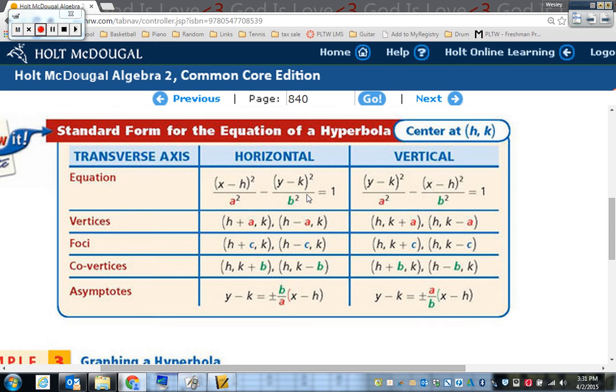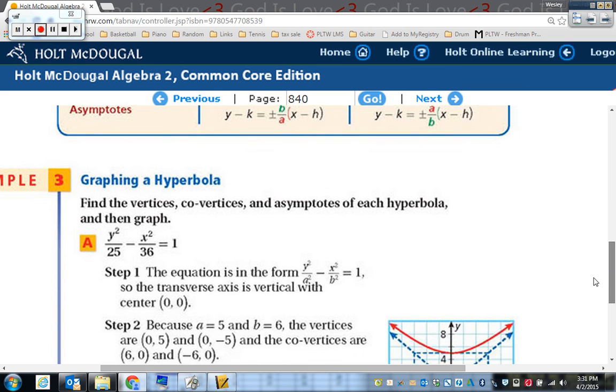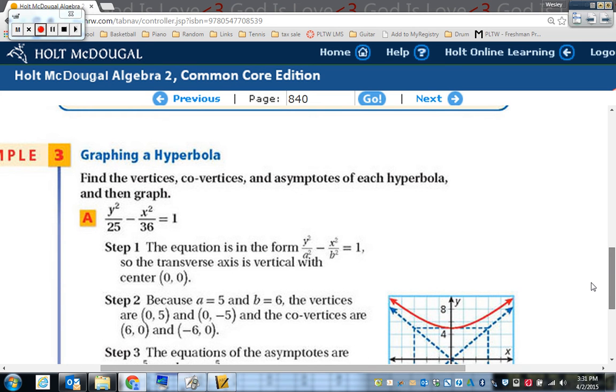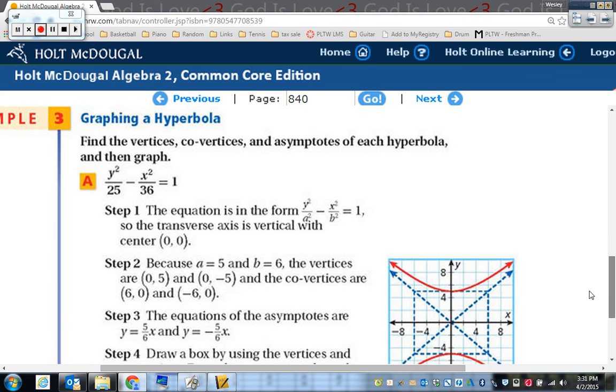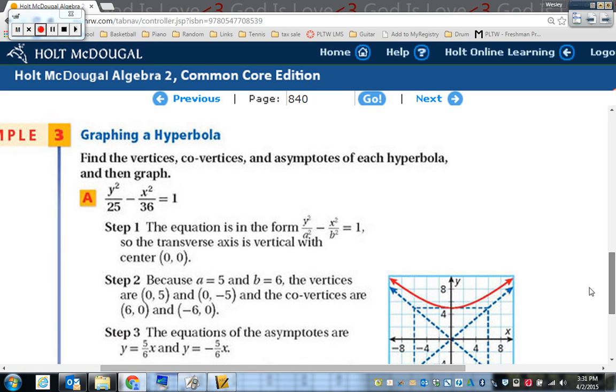Okay, but again, you'll notice this chart looks pretty much just like the ellipse chart. Difference again is the equations, minus signs instead of plus signs, and of course we have the asymptotes at the bottom. So it says find the vertices, covertices, and asymptotes of each hyperbola, and then graph. Okay, so we're going to refer back and forth to our chart on this one.